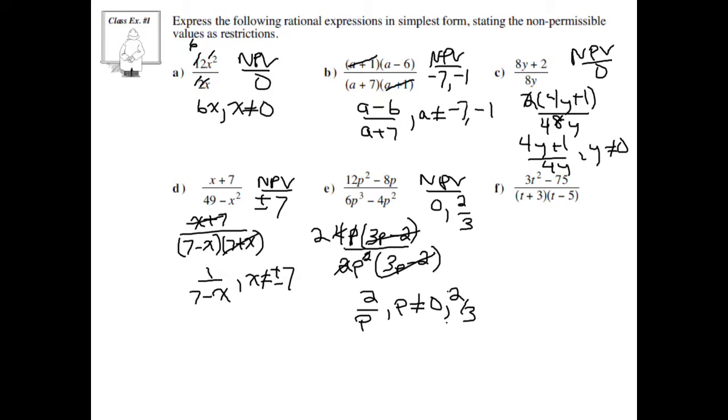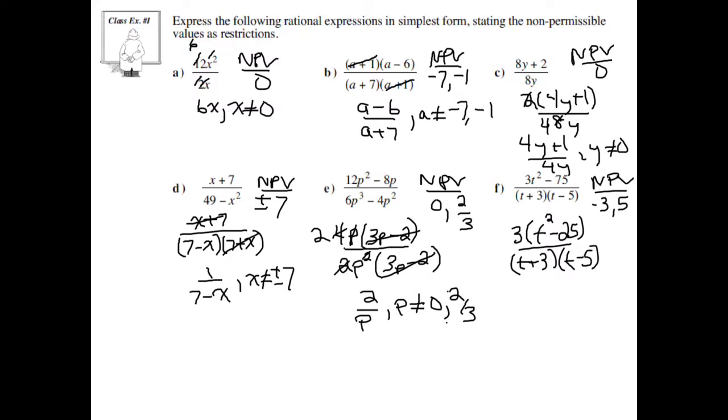With f, our denominator is already fully factored out, which means I can state my non-permissible values right away. So I'm going to state those. The non-permissible values are -3 and 5. Now I need to fully factor out my numerator. The common factor in both terms in the numerator is 3, and that gives me 3 times t squared minus 25 in brackets. And that, of course, is over t plus 3, t minus 5.